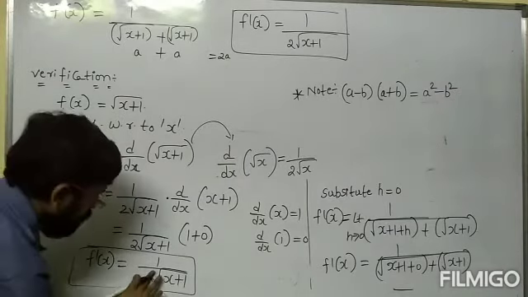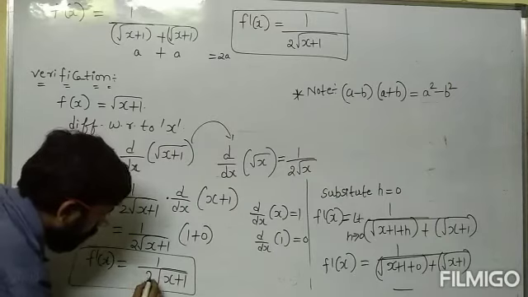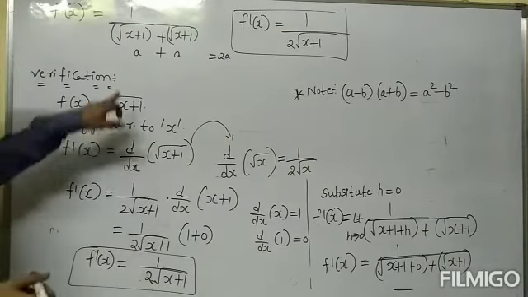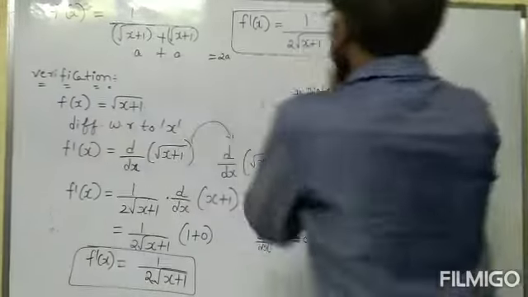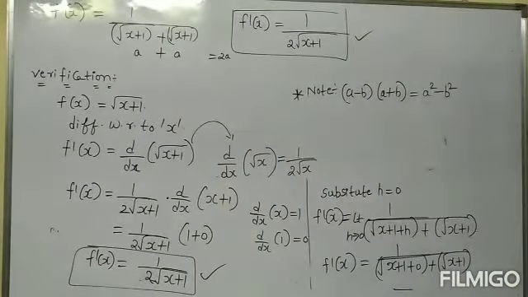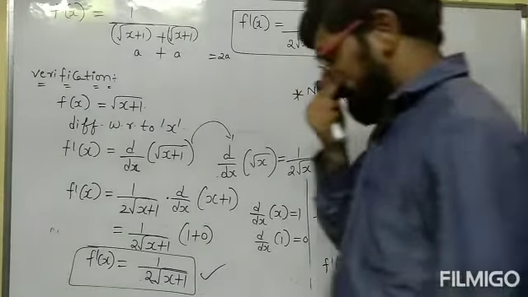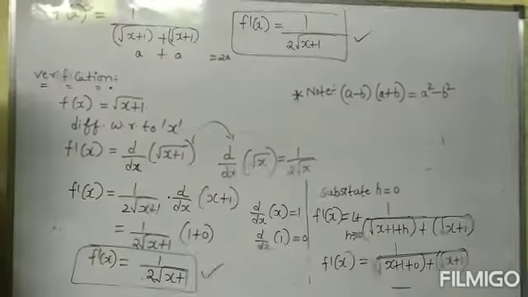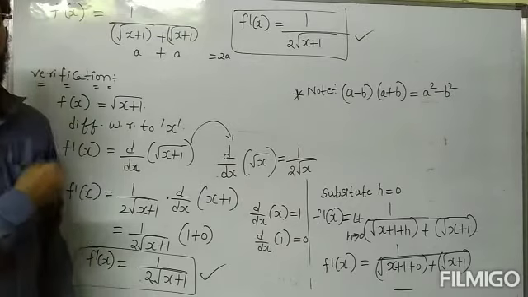So f dash of x equals to 1 by 2 root x plus 1, same kada. Ikkada vachindi 1 by 2 root x plus 1, ikkada 1 by 2 root x plus 1, both are same okay. I hope you understand this.